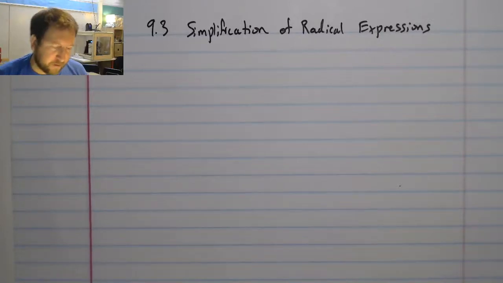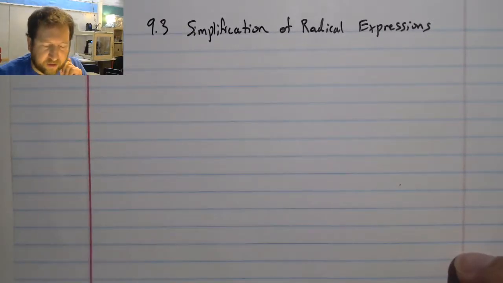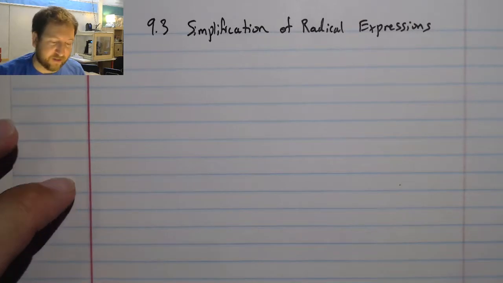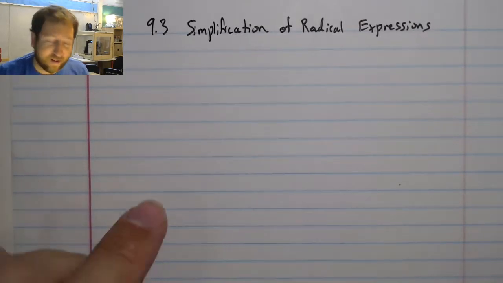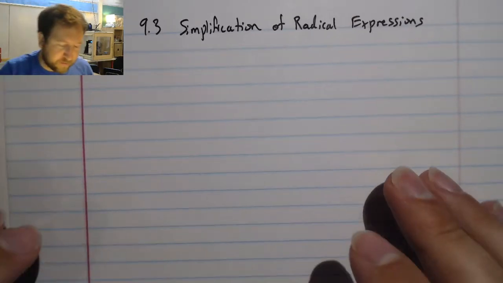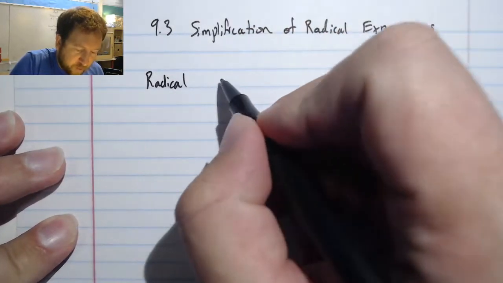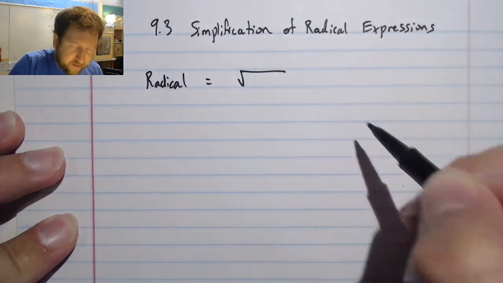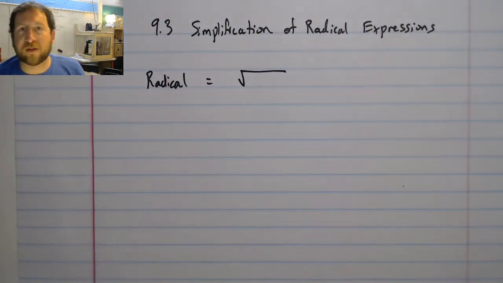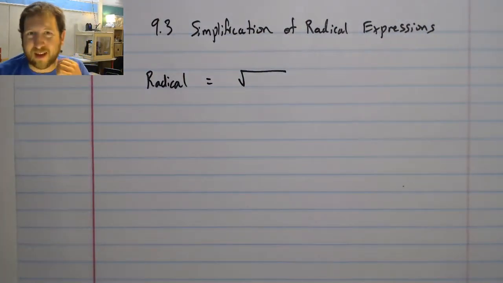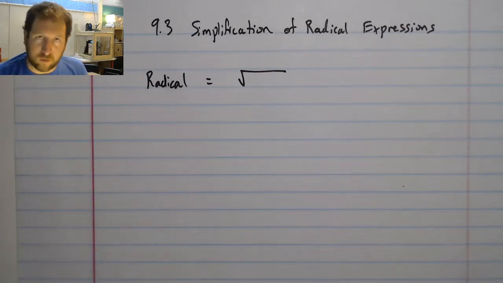All right, I want to talk about section 9.3, simplification of radical expressions. Now you might think, woohoo, radical expressions. Well, radical means something specific in math. A radical is what we call this symbol. So a radical expression in math, unfortunately, simply means that it contains a square root in it.